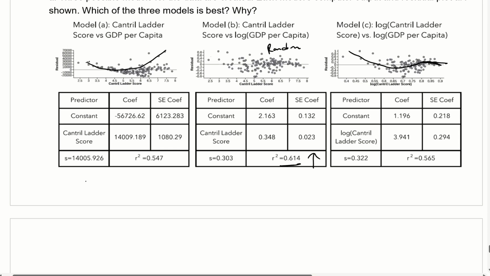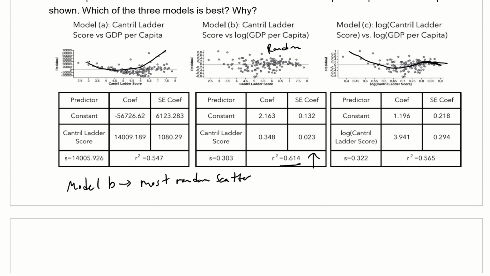Okay, so model B, most random scatter in residual plot with largest R squared.